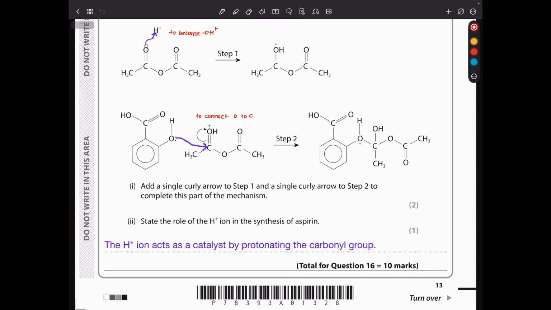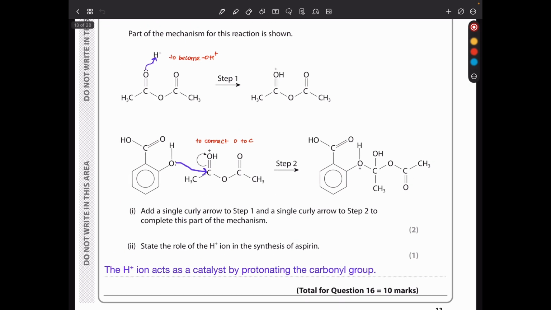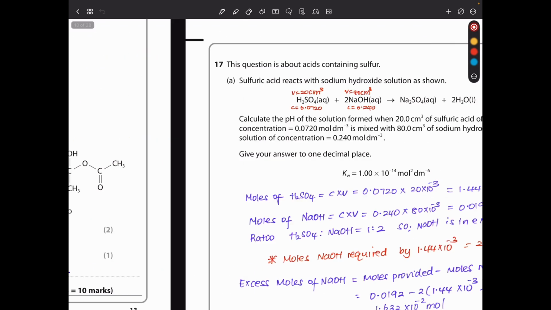Then next they say, state the role of H+ ion in the synthesis of aspirin. It protonates the oxygen in order for the reaction to be initiated. So I said the H+ ion acts as a catalyst by protonating the carbonyl group.